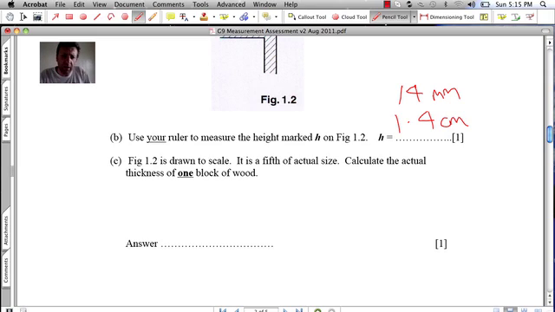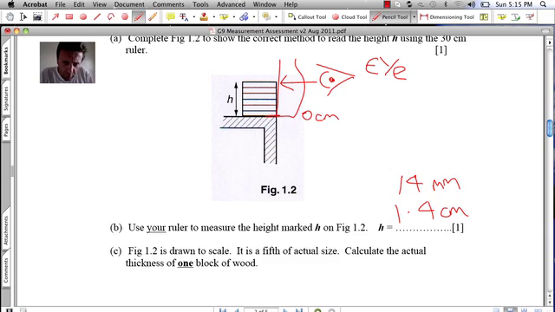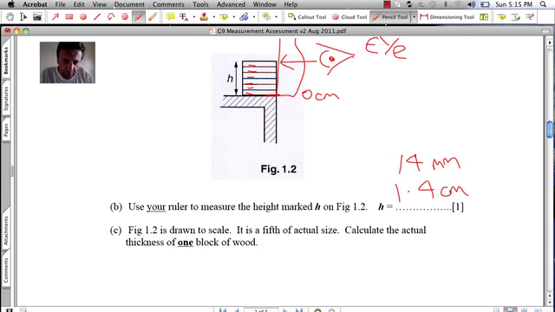Okay, it's drawn to scale. Part C. It's a fifth of the actual size. Calculate the actual thickness of 1 block of wood. So we've said that, how many blocks are there? 1, 2, 3, 4, 5. There are 6 blocks of wood.